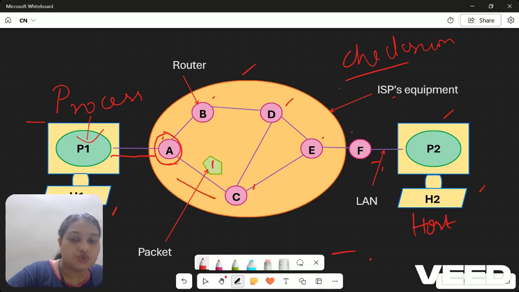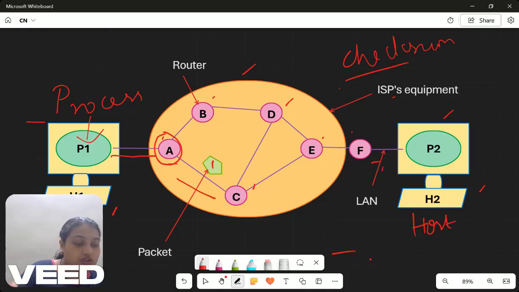So here it is going to C. Then along the path it will go to E, then to F, which is in the LAN. Then it will reach H2, until it reaches the destination host where it is delivered. That is store and forward packet switching.